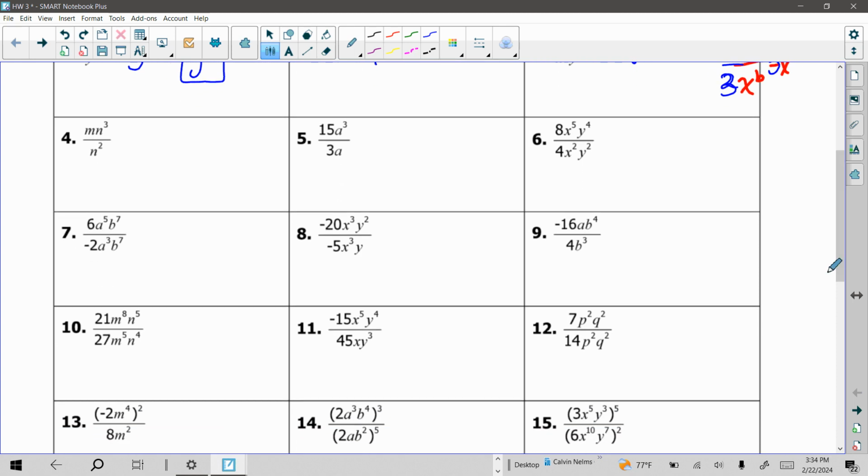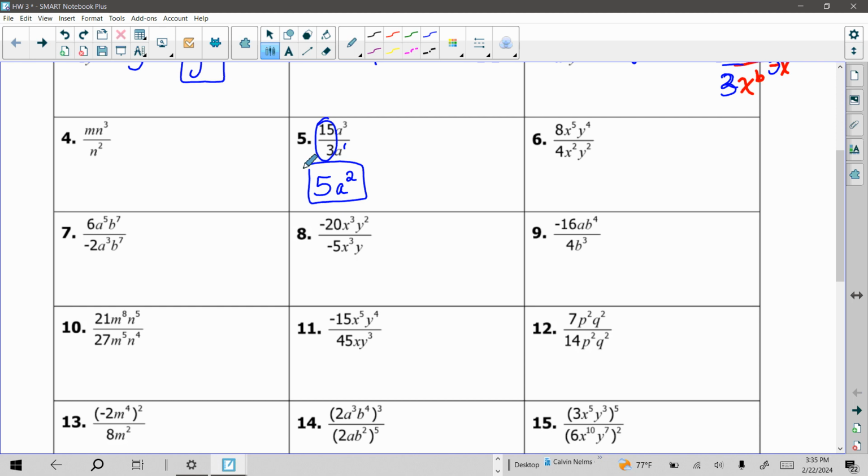So if we do have a variable, like for example on number 5 here, that's kind of what I was doing before. The coefficients can be reduced. That can be simplified to just 5. And then here we're subtracting the like bases. So this is a, remember that's an invisible 1, so that would just be 5a squared, and that's our final answer.